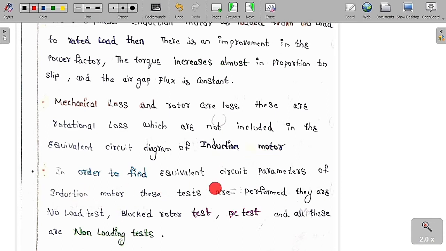In order to find the equivalent circuit parameters of the induction motor, these tests are performed. They are called a no load test, a blocked rotor test and a DC test, and all these are called non-loading tests. I have already told you, very important point.